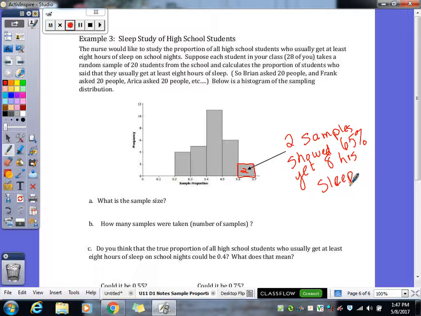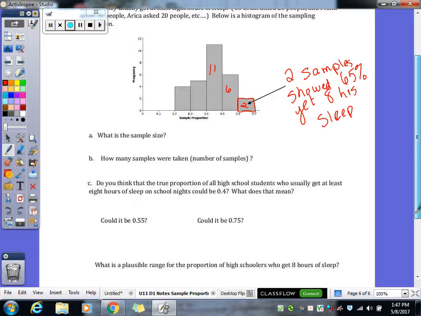So that's the tough part of interpreting your histograms. So again, this bar here being 6 means that 6 of the samples that were taken showed an average of 55% got 8 hours of sleep. This one says 11 said that 45% get 8 hours of sleep. So it's not their number of hours of sleep, it's what percentage said they got 8 hours of sleep. Because that's what this whole study was for this one. So I think we actually may start with that next time since we're running out of time today.